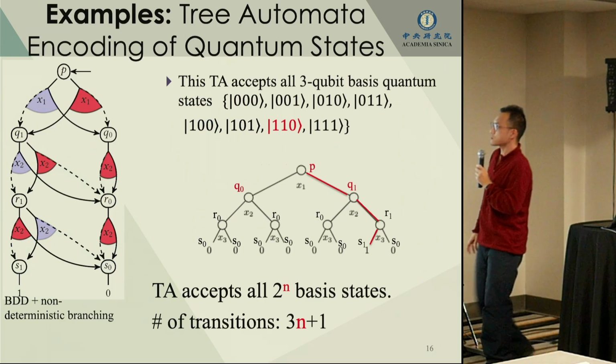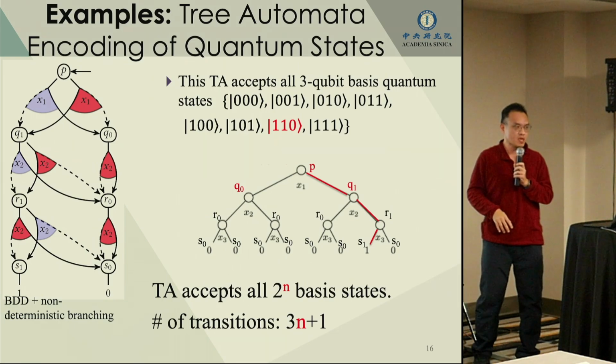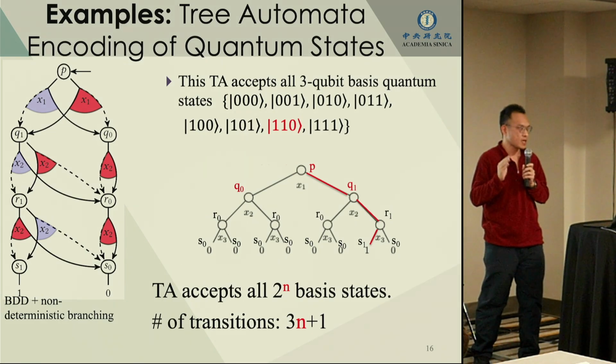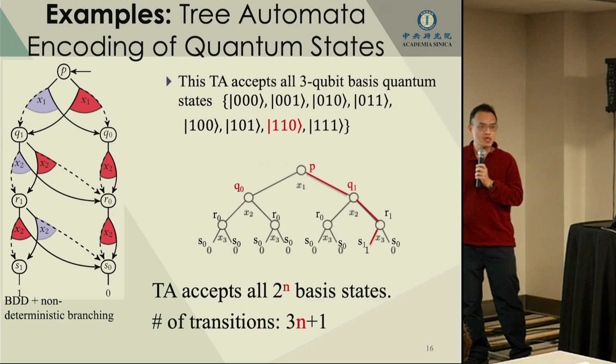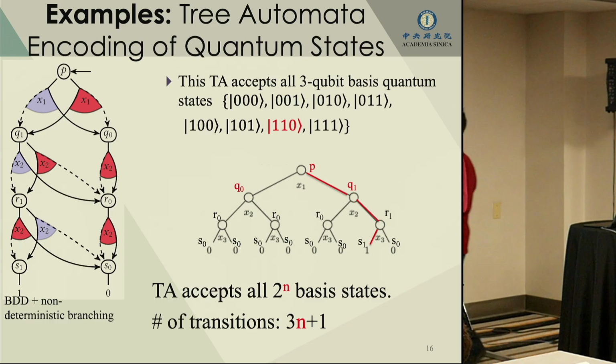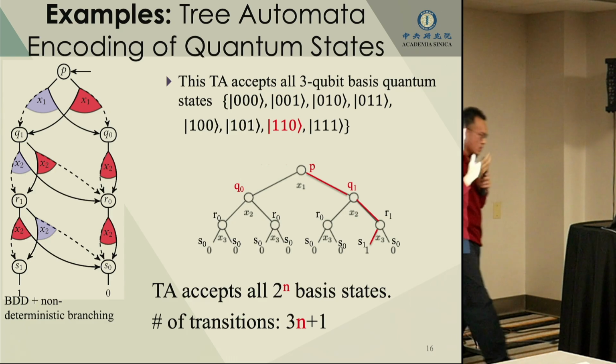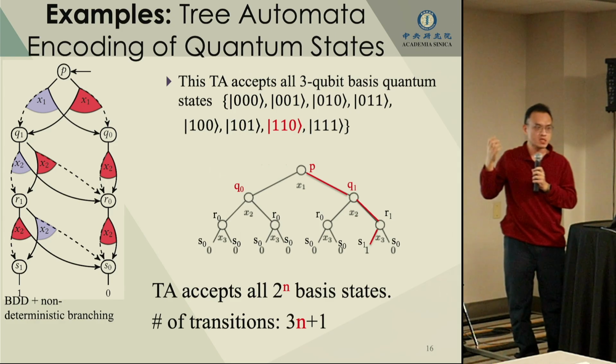Here, let me give you a more concrete example of what a tree automata looks like. In the case of a bounded number of qubits, a tree automata is actually a decision tree with the addition of non-determinism. If you only read the red part, this is the binary decision tree. And in the node P, you can see that we have 2 possible choices. If you pick the blue one, you get another decision tree.